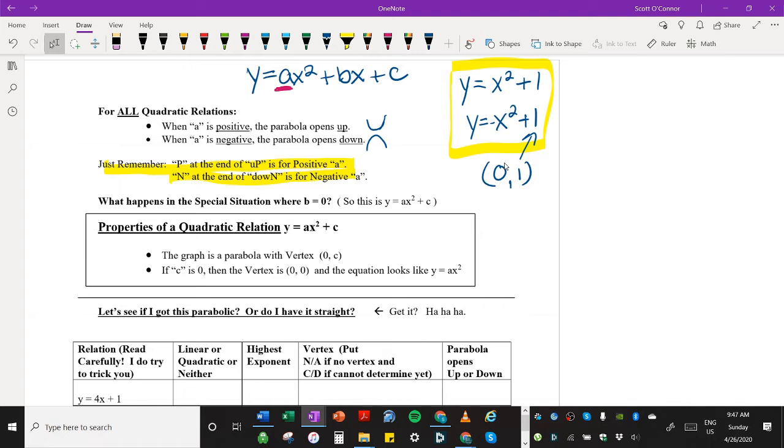So (0, c). And then if c is 0, then the vertex is (0, 0), and the equation looks like y equals ax squared. So, I mean, this is in addition if c is also 0. So then if we had something like this, for example, or if we had something like this, for example. Okay, in that case, the vertex is always going to be (0, 0).